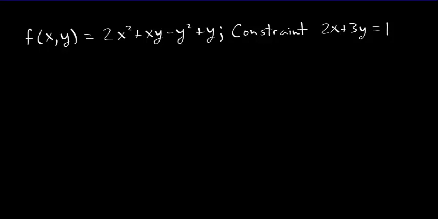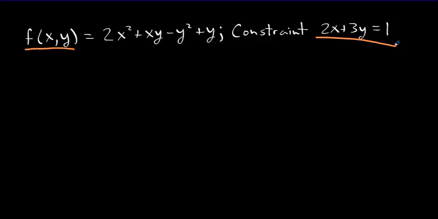Here's what we want to do. We want to find the local minimum of this f of x, y constrained by this, 2x plus 3y equals 1. Remember how this works. And we want to do this using Lagrange multipliers.